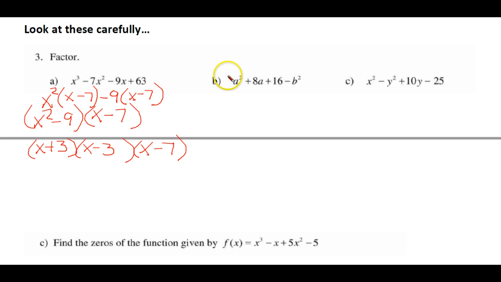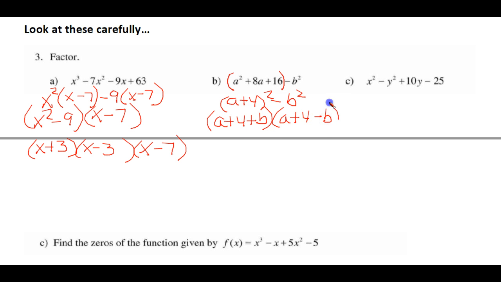Now this one, if we put parentheses here, we see we have a perfect square trinomial, and this becomes a little tricky, a plus 4. So now when we factor this into its conjugates, it will be a plus 4 plus b, a plus 4 minus b.